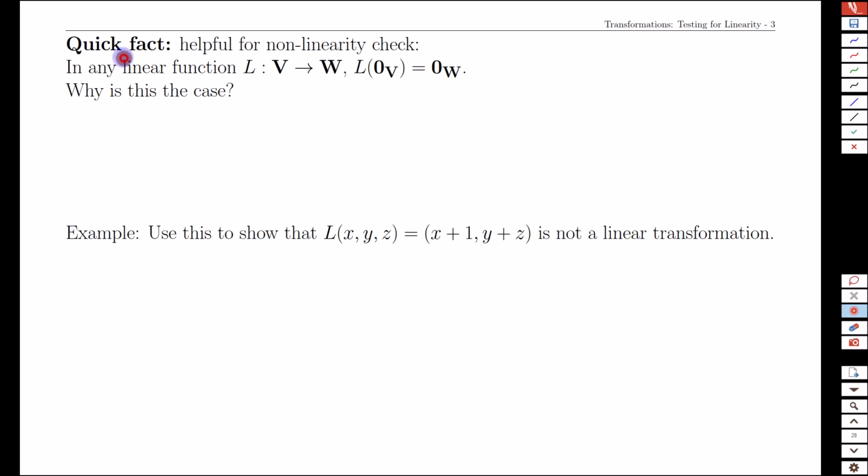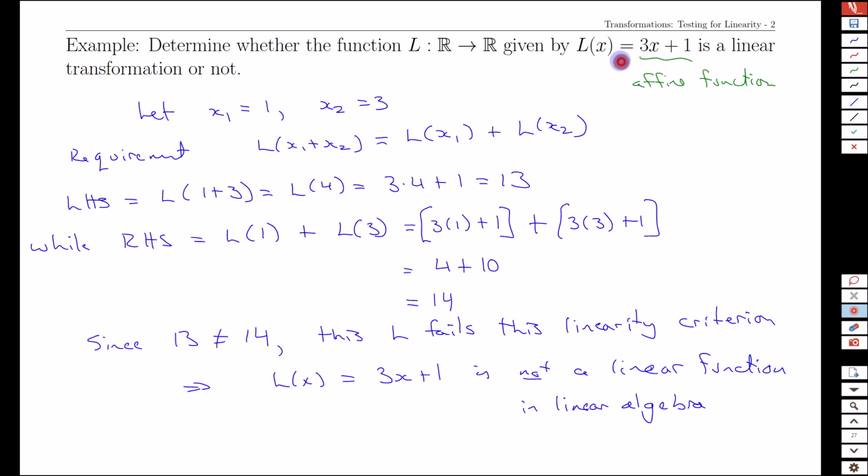Having looked at linear functions and the definition of a linear function, there's a nice check that we can now impose. Our last example looked at the function 3x plus 1 as the transform. We found that was not linear, and part of this hinges on this plus 1, this shift.